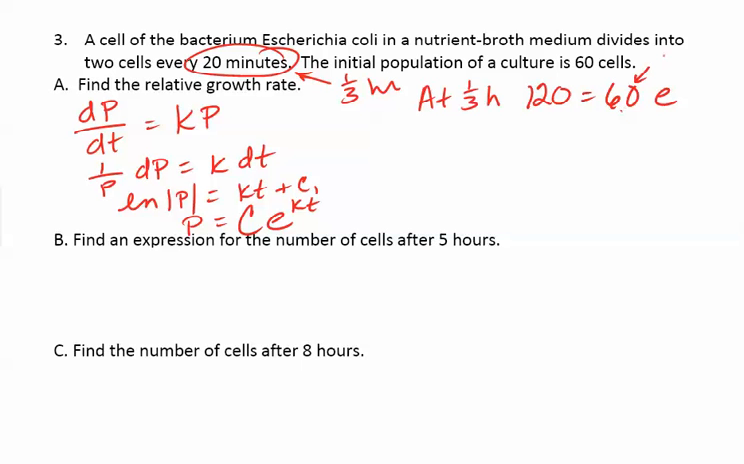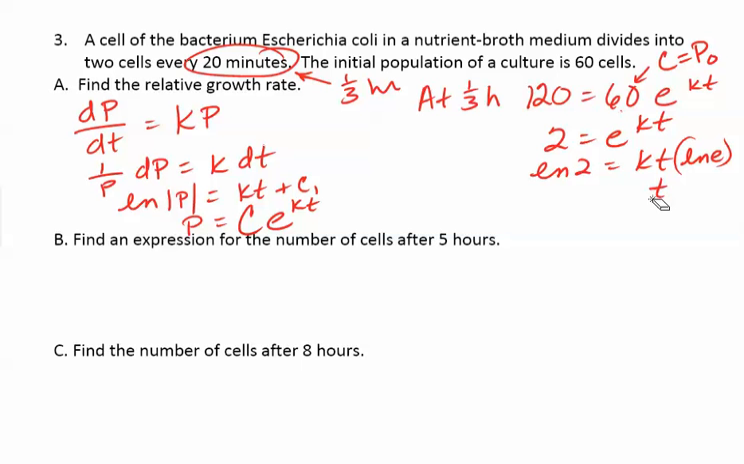So our C value, remember, is our initial population. C is equal to our initial population. So now we can find out what K is using this. So we take natural log. So our K value, sorry, and I didn't plug in what T is here. That was after 1/3 of an hour. So in other words, K over 3 here. So our K value, since this is 1, our K value is 3 ln of 2.